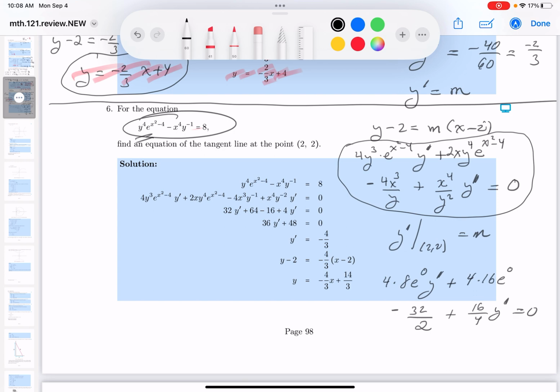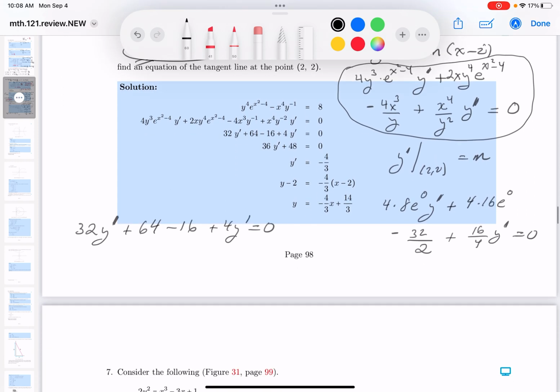And again, I've got to simplify this guy, right? So let's take a look at it. 4 times 8 is 32. E to the 0 is 1, y prime. What's the next term going to be? Well, it's going to be 64. What's the next term going to be? Minus 16. What's the next term going to be? 4 y prime equals 0.